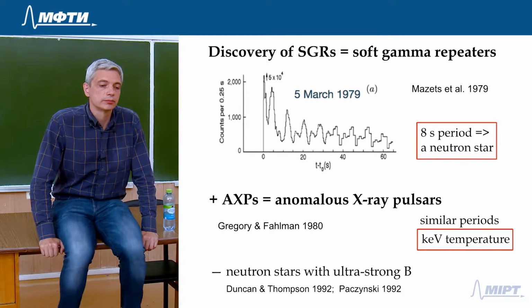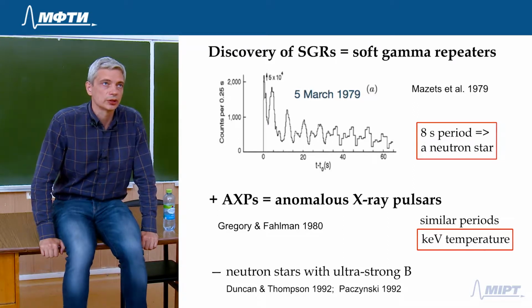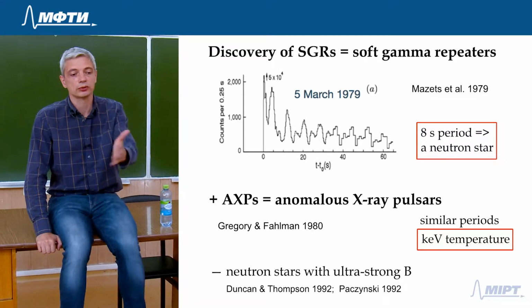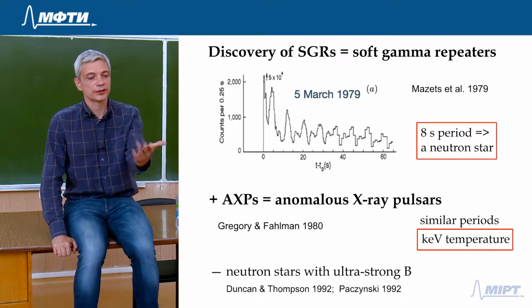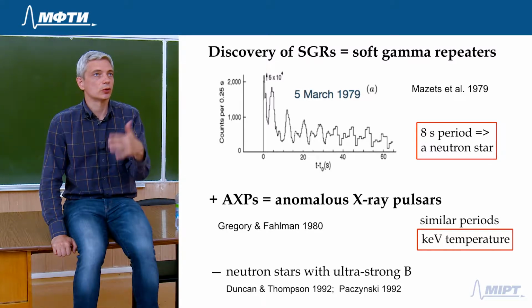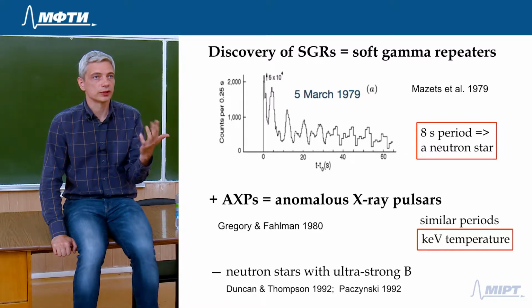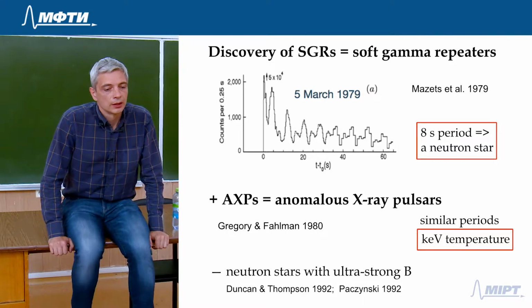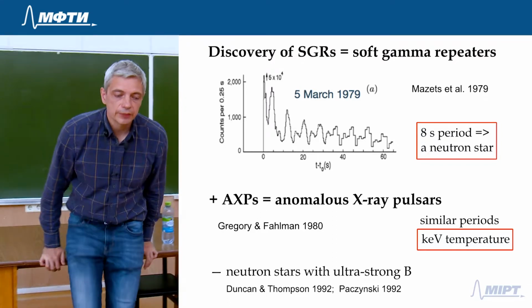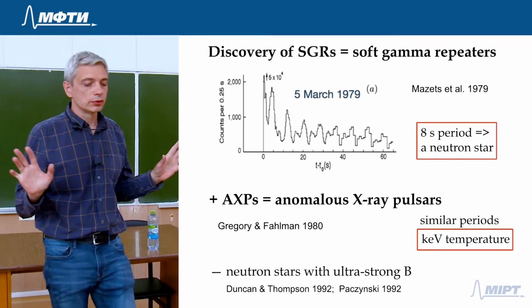Not like the Crab, but the Crab is a very young pulsar. Most of the pulsars, of course, are much older. The average age would be like a million years, and then it's okay to have a second period. But these guys have multi-second periods, and they're only 1 kiloyear old. So they're very strange. Right. So they remained not understood for a long time.